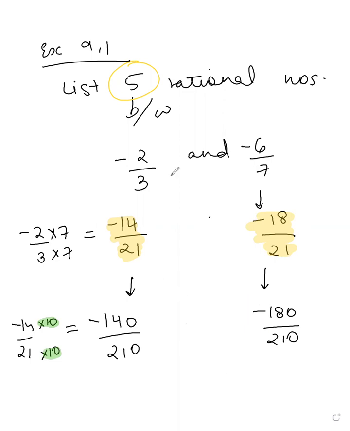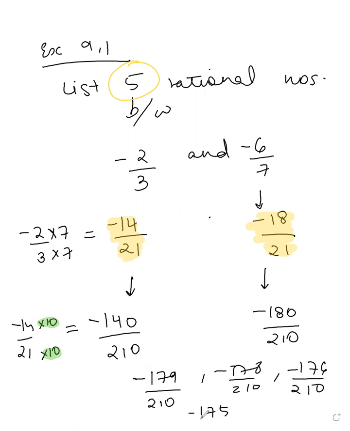Now can you find any 5 rational numbers between them? It's very easy now. It will be minus 179 by 210, minus 178 by 210, minus 176 by 210, minus 175 by 210, and minus 174 by 210. Very good. All right. Now let's come to the second question.